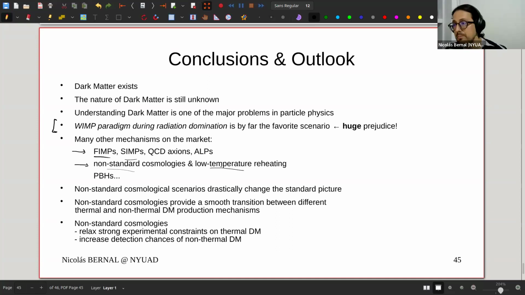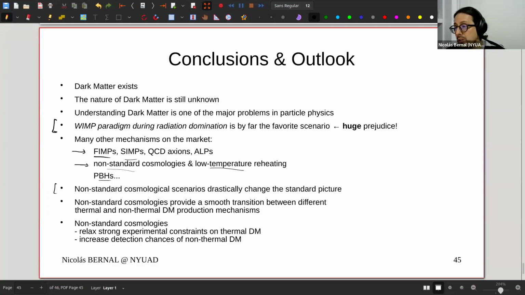That's a completely viable possibility. And this non-standard cosmology, for instance, low temperature reheating, could be triggered by particle physics, but also by cosmological or astronomical things like this. So just to emphasize that these non-standard cosmological scenarios drastically change the standard picture. So that's a freedom that we have, and therefore it has to be studied.